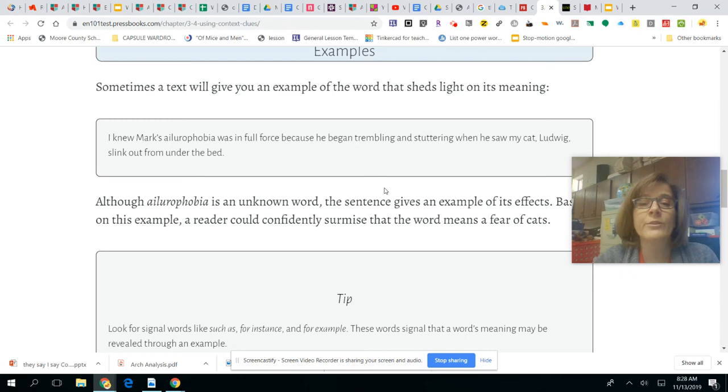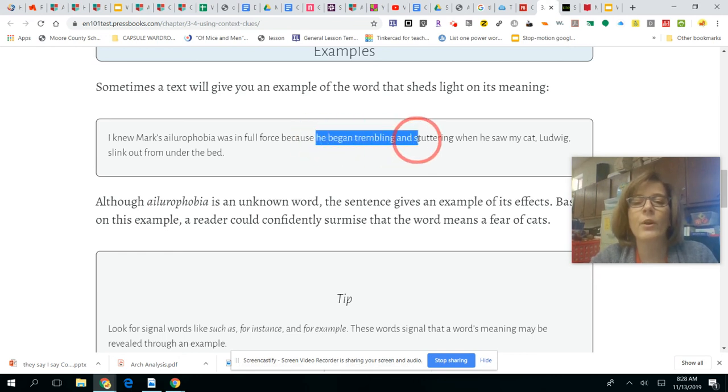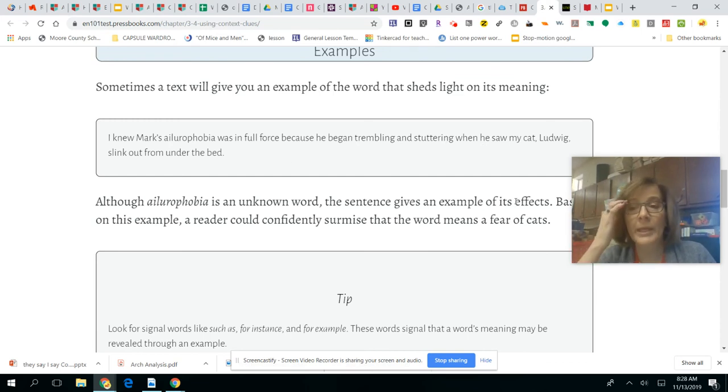All right, so here's the clue. This medical condition was in full force because, and here's where his symptoms are, and we're looking for what triggers his symptoms. Symptoms are trembling and stuttering, and it is triggered when he sees my cat Ludwig. So I'm guessing that this fear has something to do with this cat. And that's what I'm going to guess that means. You can make an inference that ailurophobia is, in fact, a fear of cats.